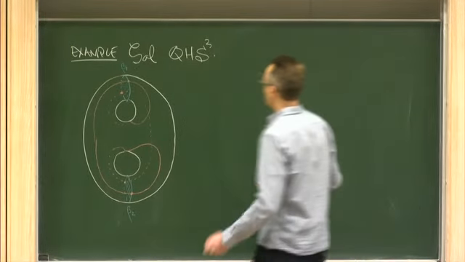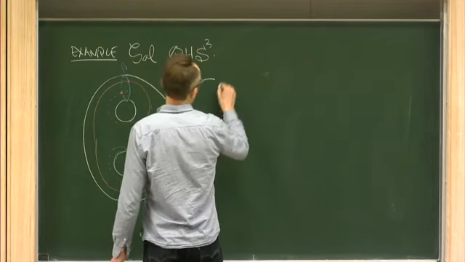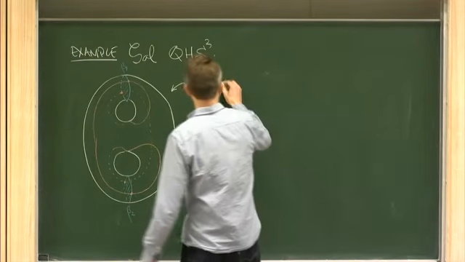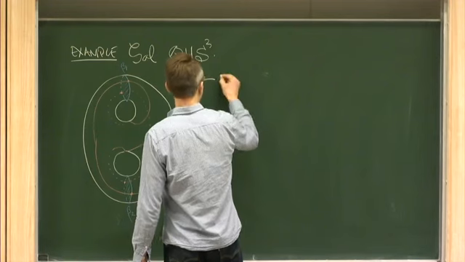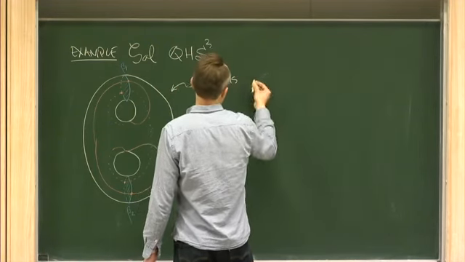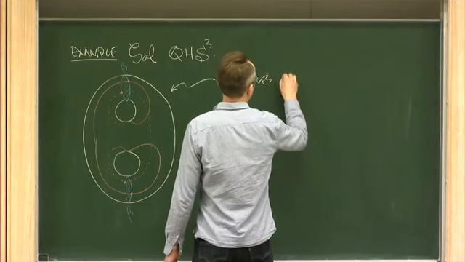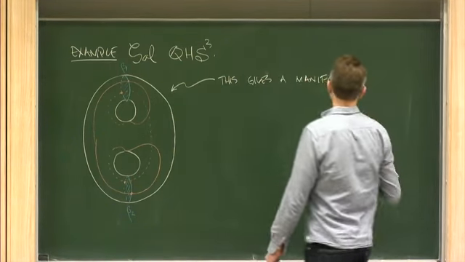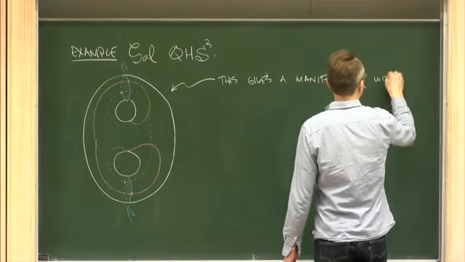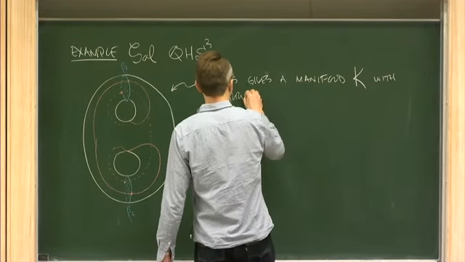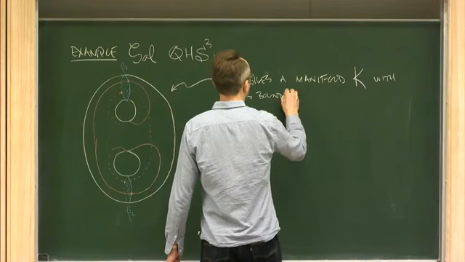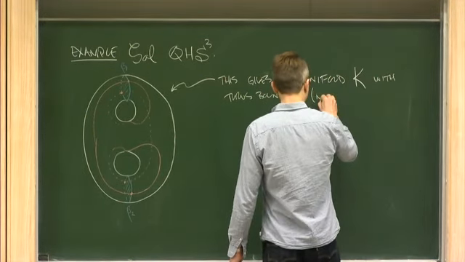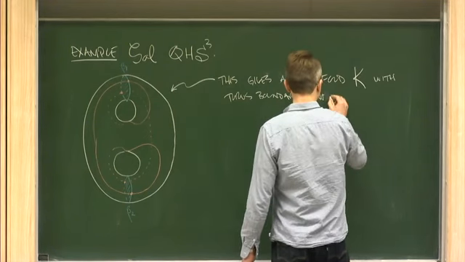So what does this produce? This is almost, so this is a manifold with torus boundary without a border structure. So a manifold that I'll call K with torus boundary. It's not bordered, so there's no border structure.